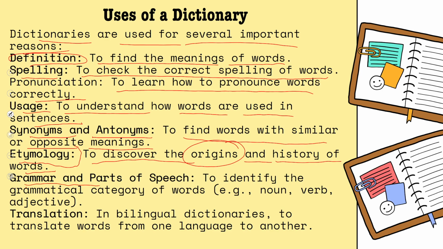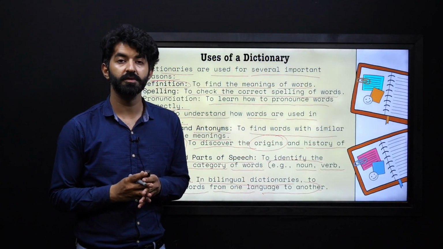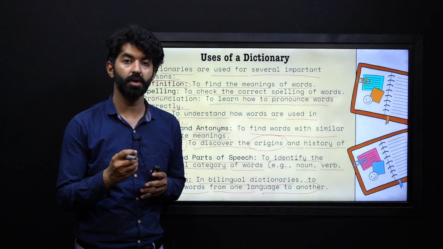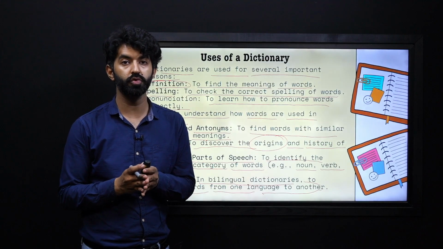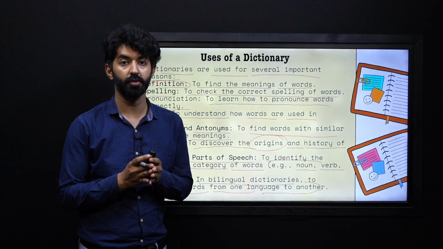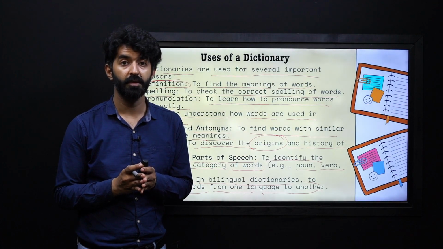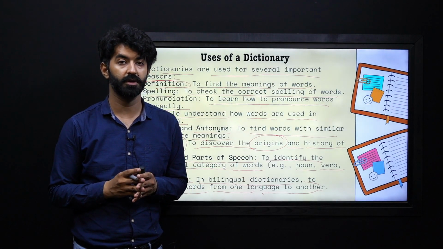We can look for grammar and parts of speech to identify the grammatical category of words, for example, noun or verb or adjective and so on, and also for translation. So in bilingual dictionaries, to translate words from one language to another. So these are different reasons for using dictionaries. We can also look up the meaning and also the translation. If we are using an English to Urdu dictionary, you can look up the meaning in Urdu also. So now we know that there are several reasons for using a dictionary.